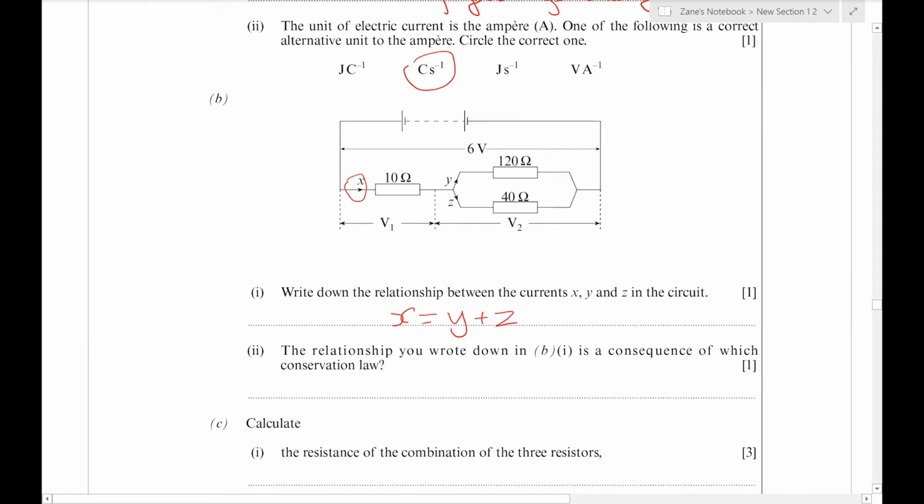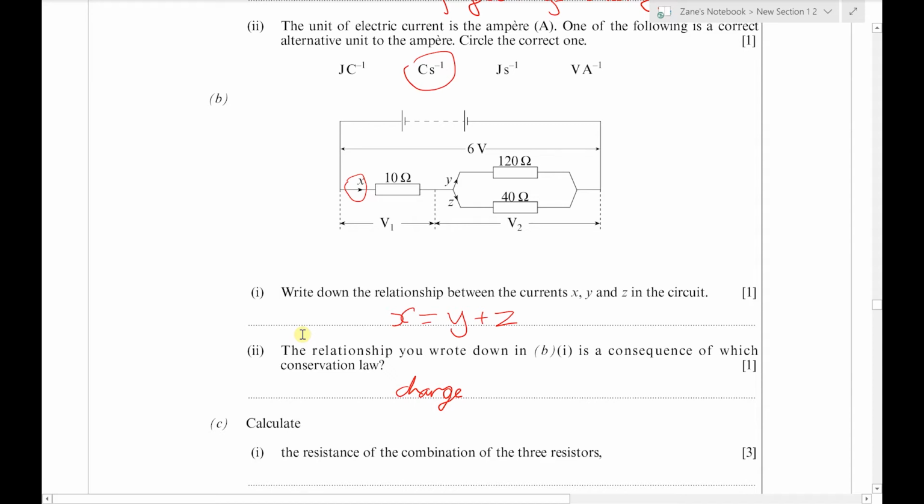The next part of the question asks which conservation law the result of the previous part is a consequence of, and this will be a consequence of conservation of charge. There are two conservation laws that apply to circuits: conservation of charge, which is anything to do with currents, and conservation of energy, which is anything to do with potential differences.